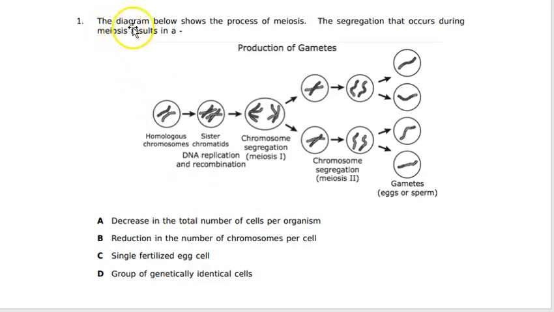Question number 1. The diagram below shows the process of meiosis. The segregation that occurs during meiosis results in A. Okay, so let's highlight a few things in the question and then we'll go from there.